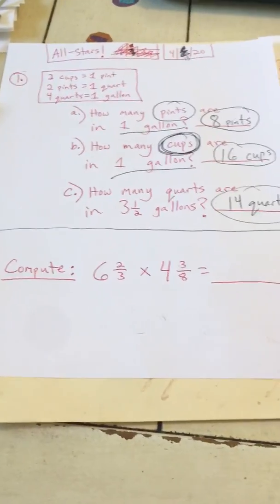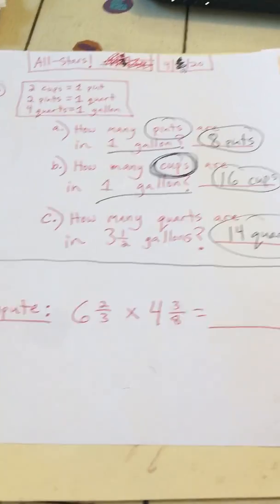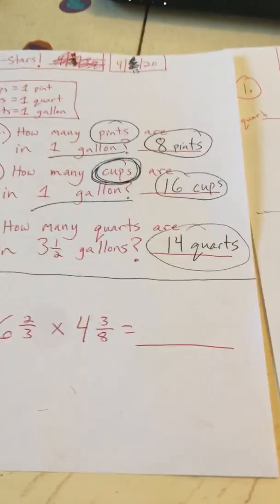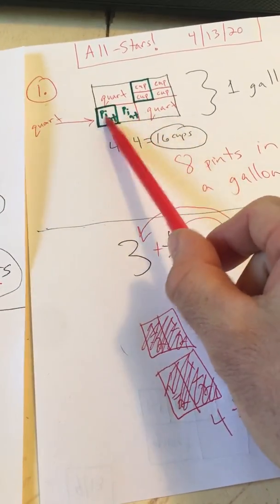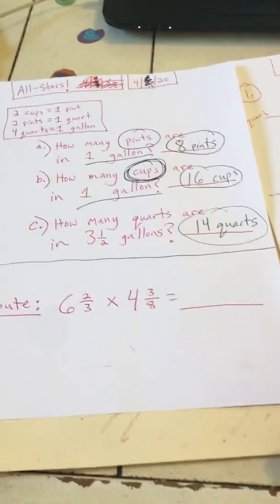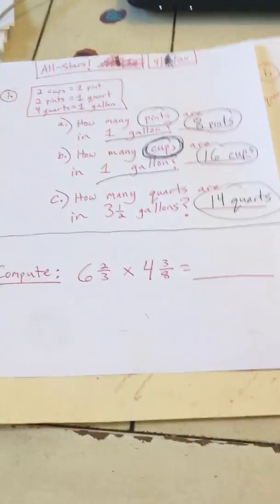Give yourself some snaps. Those were pretty tricky today. We haven't seen anything like that. But you'll notice I took this and put it into a model, and that really helped me be able to count out how many cups there were in the whole gallon and how many pints there were in the whole gallon. Okay, so use a model, take your time. Good job if you got those right.